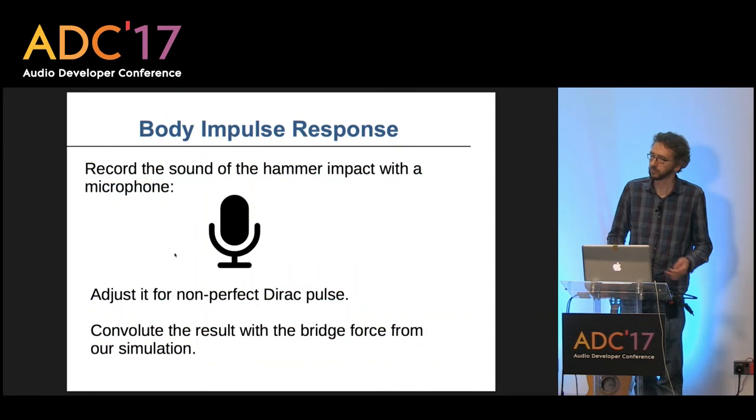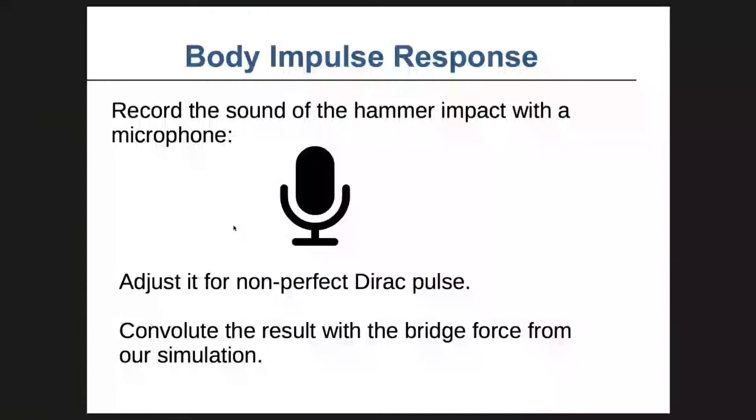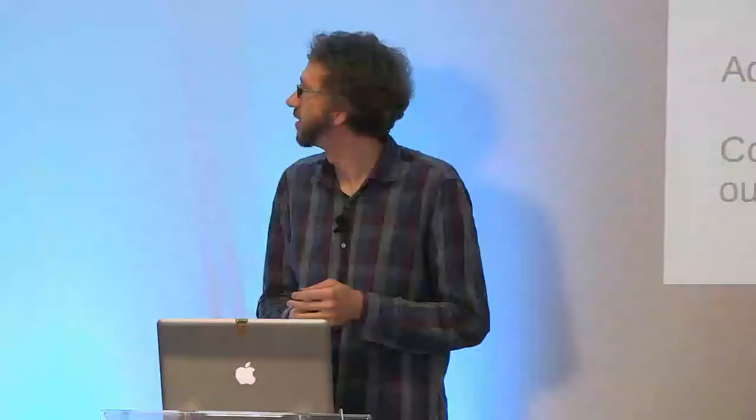So here's the recipe. We hit our guitar with a hammer. We record that sound with a microphone. We adjust it a little bit because our hammer is not a perfect Dirac pulse. You have to take that into account. And then we can convolve this recording with our simulated bridge force. There's one important thing to note. If we do this, we actually neglect the interaction between the bridge and the string. But it still works quite well.